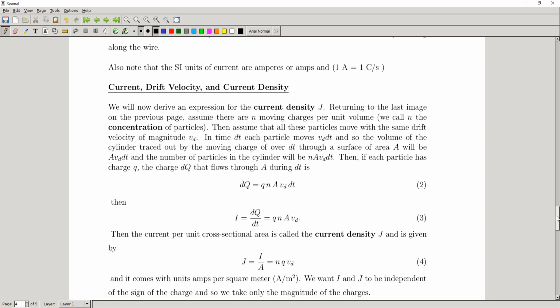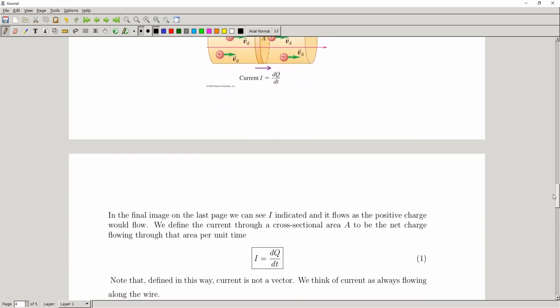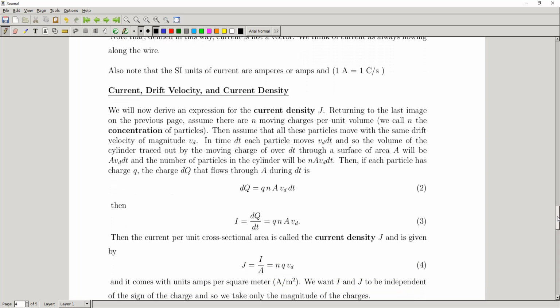Again, returning to the image that we see over here. Unfortunately, I can't have it on screen while I talk about this. But if we return to that image, let's start off by assuming that there are n moving particles per unit volume of this chunk of stuff. We have some wire, and in that wire we're going to have n concentration of particles that are able to move. We call n the concentration of particles.